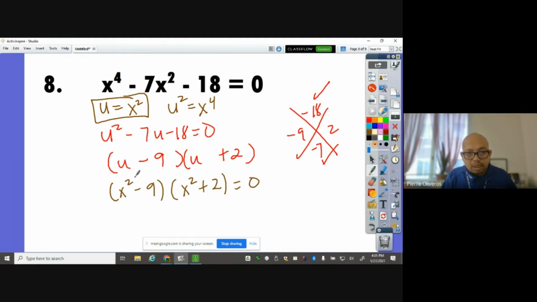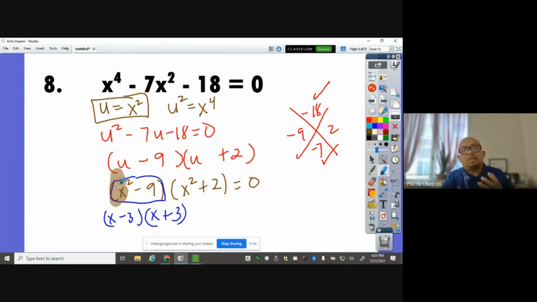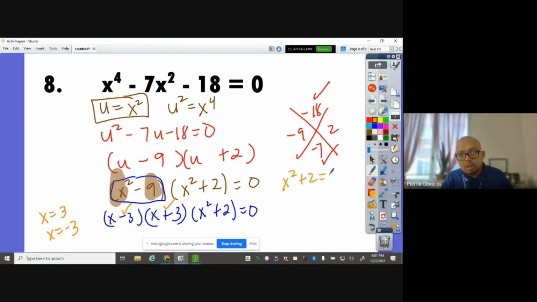Now we know that we can still factor this portion here. This is a difference of 2 squares, x plus 3 times x minus 3. How did I know that one? Because the square root of x squared is x, and the square root of 9 is 3, so it's a perfect square number. So I break it down, and then this will be x squared plus 2 is equal to 0. Again, applying the zero factor property, I'll have here x equals 3, x equals negative 3 from these 2 quantities. And this one here, x squared plus 2 is equal to 0.